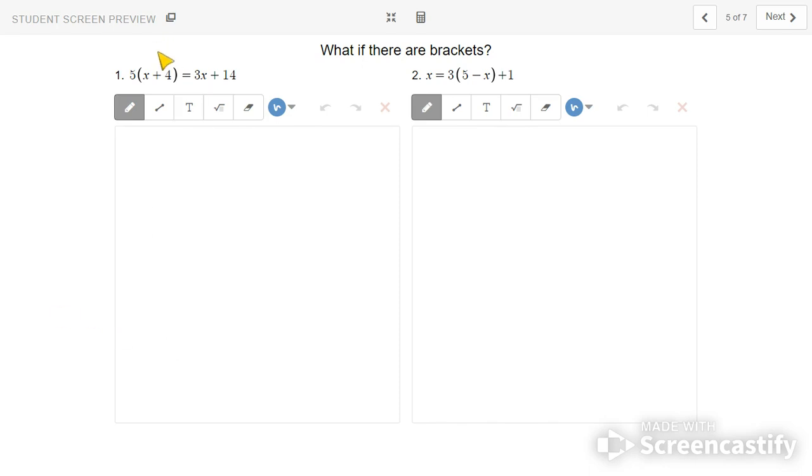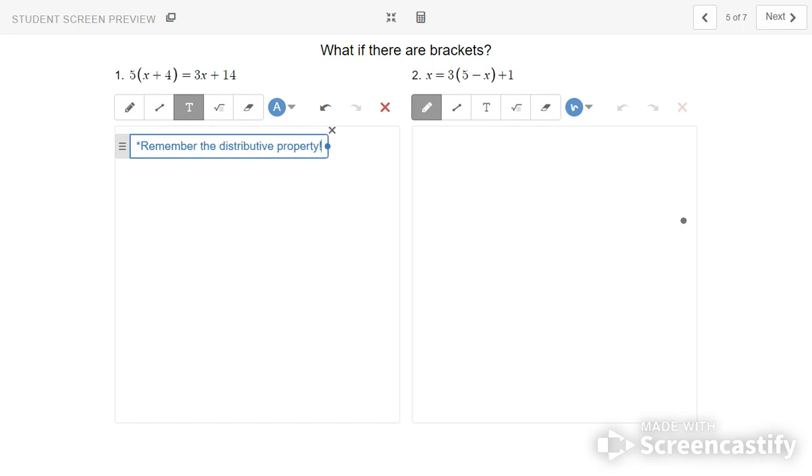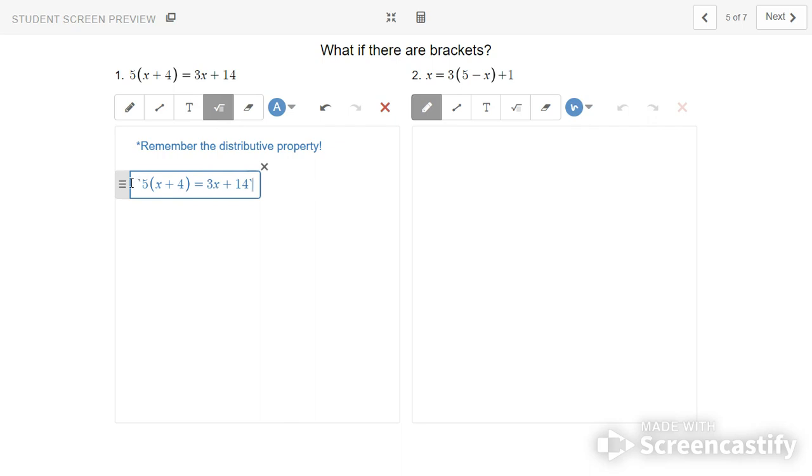Sometimes there's going to be questions where you have brackets. So we need to remember the distributive property. The distributive property says that we are going to take the number outside of the bracket and multiply it into each term inside the bracket. So my 5 is going to be multiplied with the x. 5 is also going to be multiplied with the 4. So when we expand it, we have 5x plus 20, and we're just rewriting the entire right-hand side, 3x plus 14.